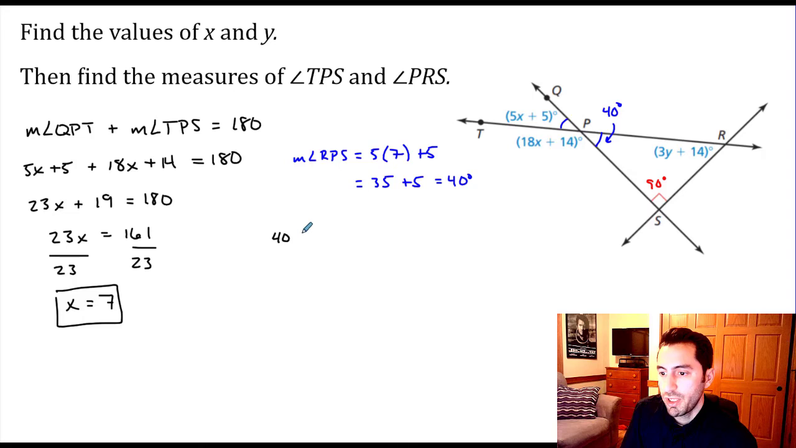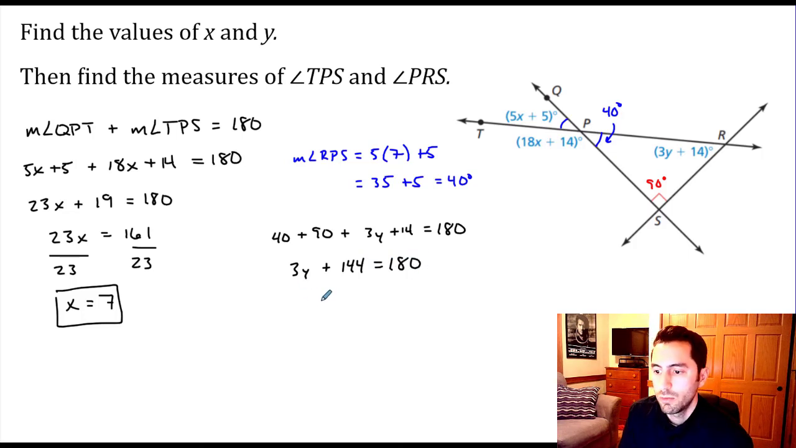So we have the 40, we have the 90, and we have the last angle 3y plus 14. All of these together have to be 180 because of the triangle sum theorem. So combining like terms, we end up with 3y plus 144 is equal to 180. Subtracting 144 from both sides, we're going to end up with 3y is equal to 36. And dividing by 3, we get our second value for our variable, y is equal to 12.